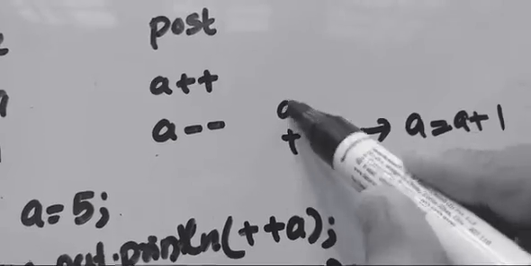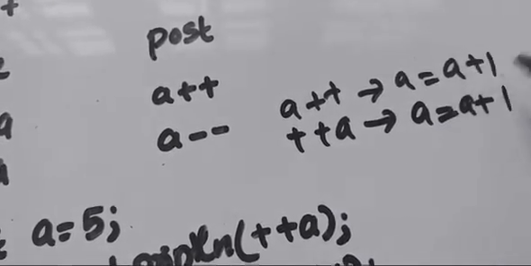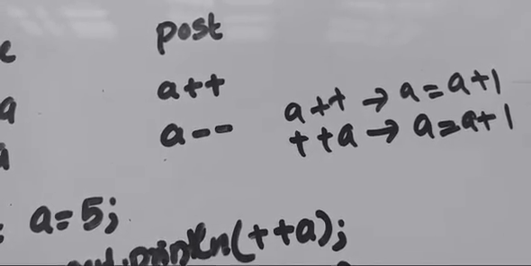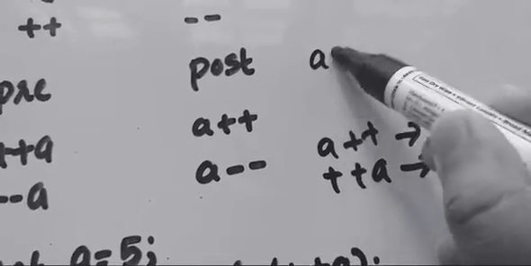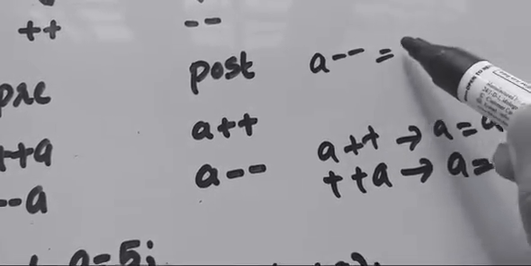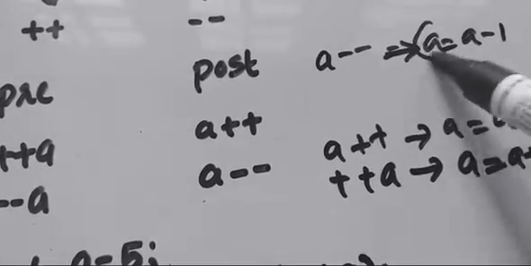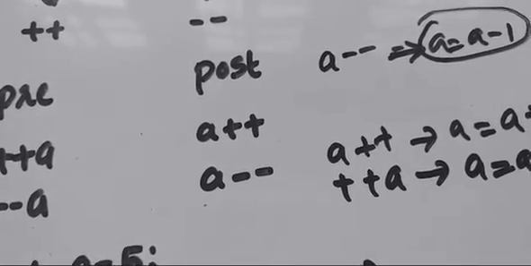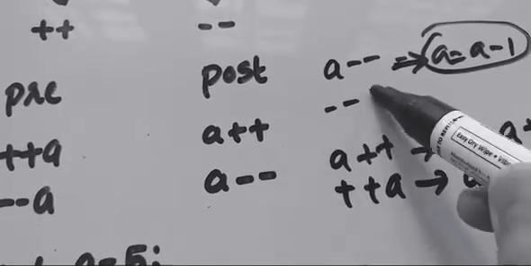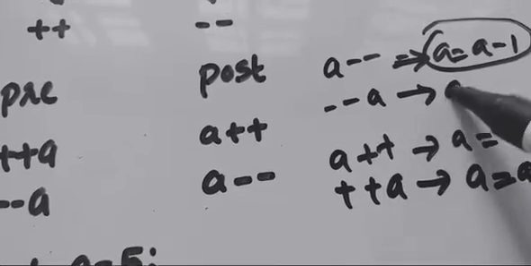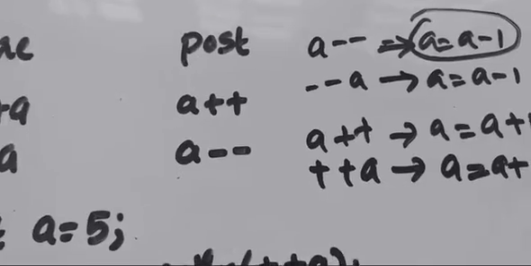Similarly, a++. What is the meaning? a equal to a plus 1. That is, the value of a will be incremented by 1. Similarly, a--. What is the meaning? a equal a minus 1. That is the entire thing. Whatever the value of a, that will be decremented by 1. Similarly, what is the meaning of --a? a equal a minus 1. So this is the meaning.